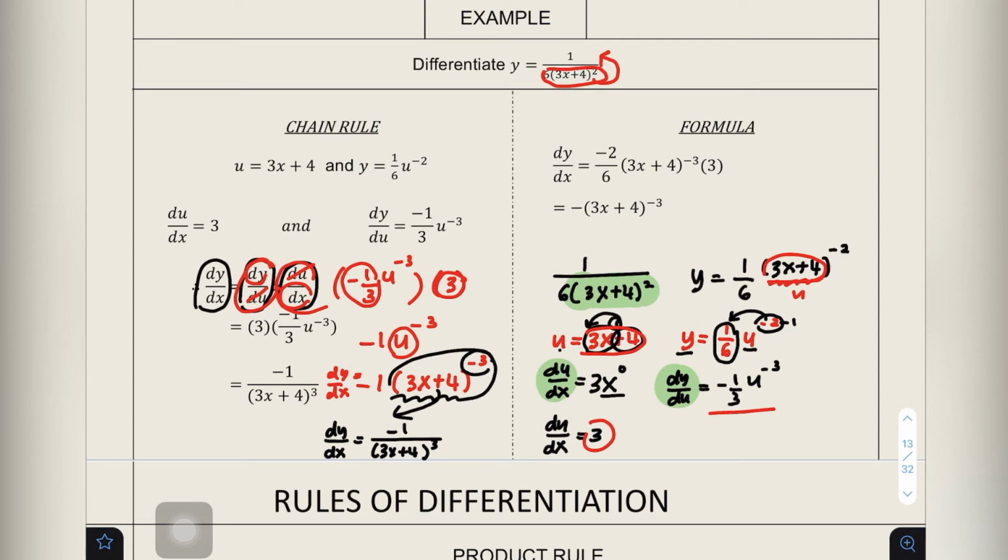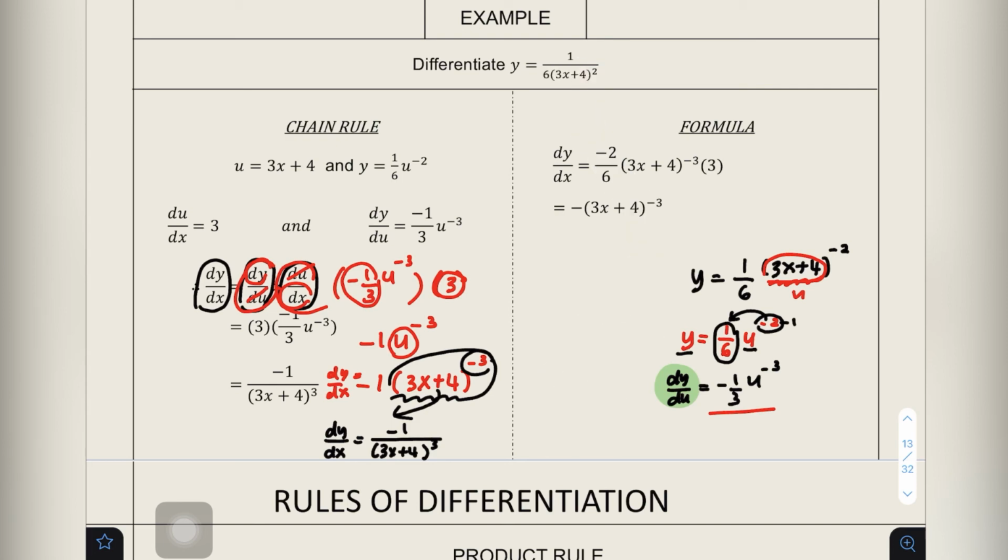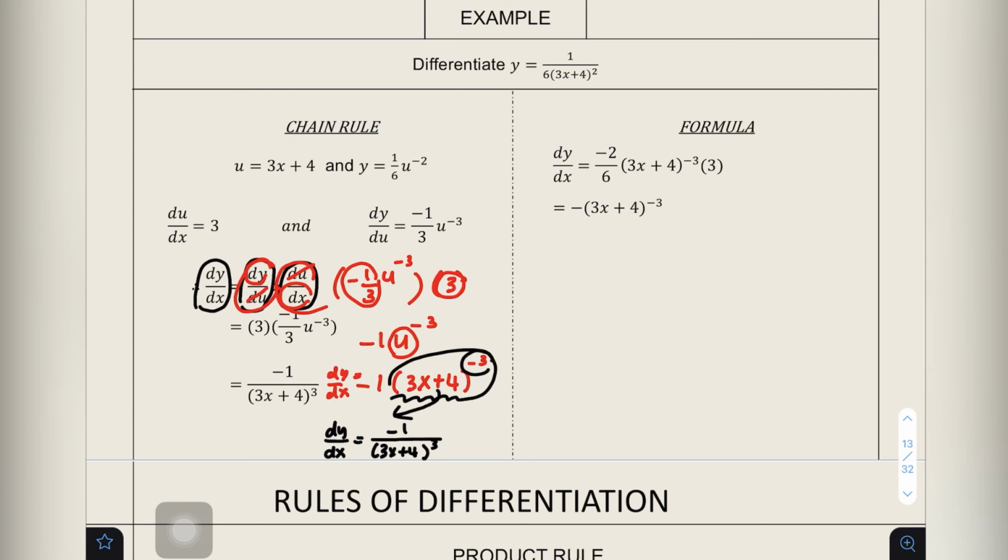How if we want to use the formula? Okay, so to use the formula, let's say I rewrite the same equation. Here you already have the steps. I just want to show you the real steps. So let's say you have this equation. So you have y equal to 1 over 6, (3x plus 4) to the power of 2.